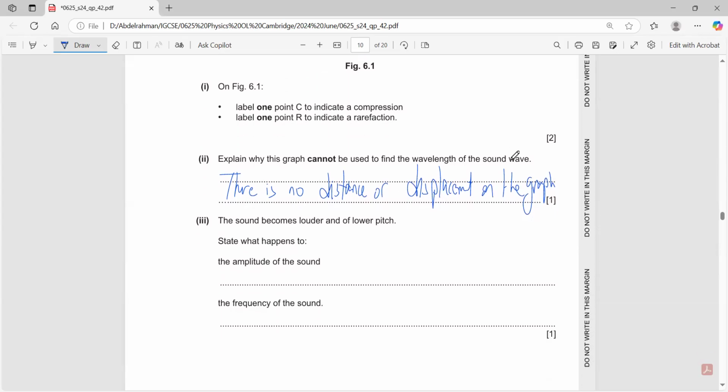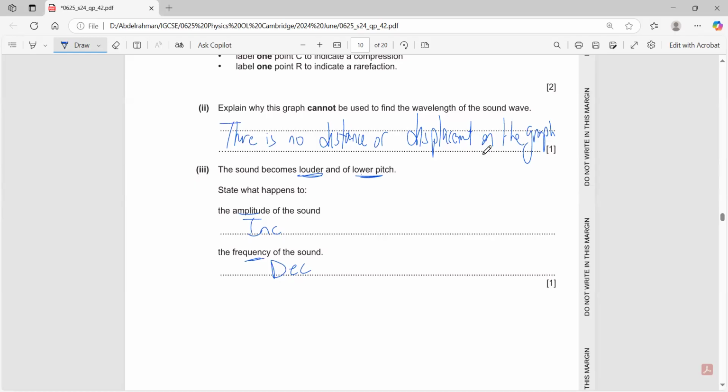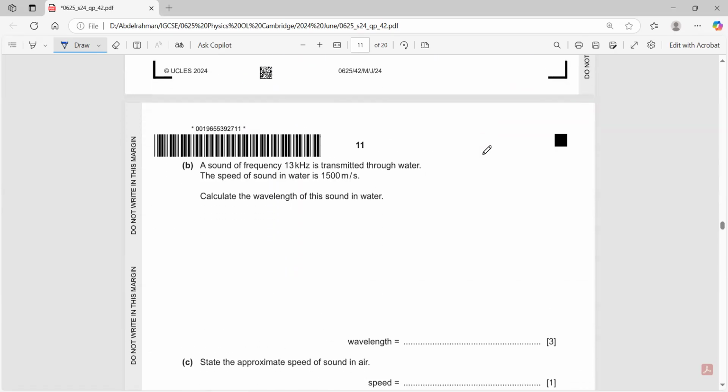The graph becomes louder and of lower pitch. State what happens to the amplitude and the frequency. Louder, what happens to amplitude? The amplitude increases. Frequency, what happens to the lower pitch? Lower pitch, it decreases. Okay? Amplitude is directly proportional with the loudness. The pitch is directly proportional with the frequency.